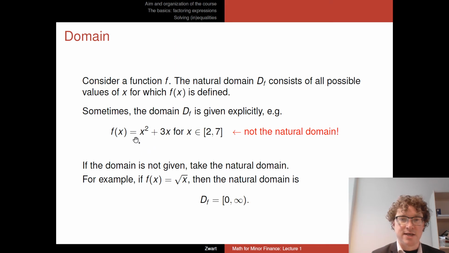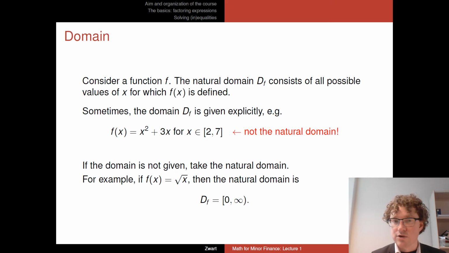So here we have an example where the domain is given explicitly. So f(x) is x squared plus 3x. For some reason, we are only interested in the values x between 2 and 7. So any number between 2 on the left-hand side, or 7 on the right-hand side, and 2 and 7 themselves are included. Remember, this is a closed interval, so including the boundaries.